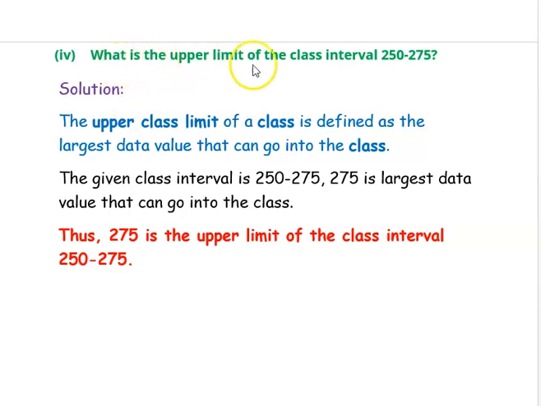Next question is, what is the upper limit of the class interval 250 to 275? The upper class limit of a class is defined as the largest data value that can go into the class. The given class interval is 250 to 275. So, 275 is the largest data value that can go into the class. Thus, 275 is the upper limit of the class interval 250 to 275.